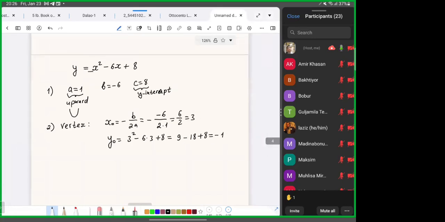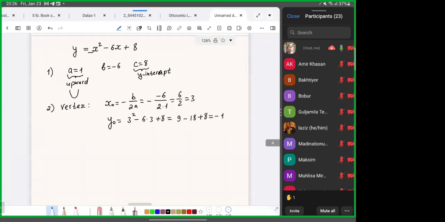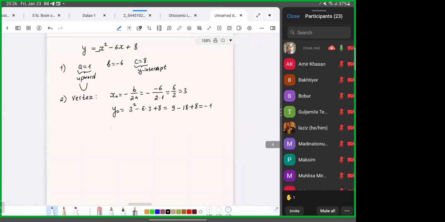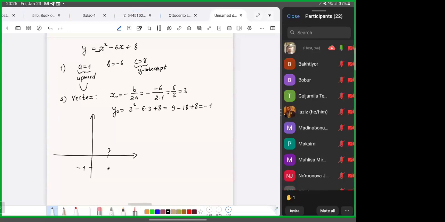Now I know the vertex of my parabola. So I can now draw it. So x0 is 3 and y0 is -1, here. And now it can be drawn. So the y-intercept is here, 8. So our function passes through like this. So it will be our quadratic. Okay. The quadratic is drawn.